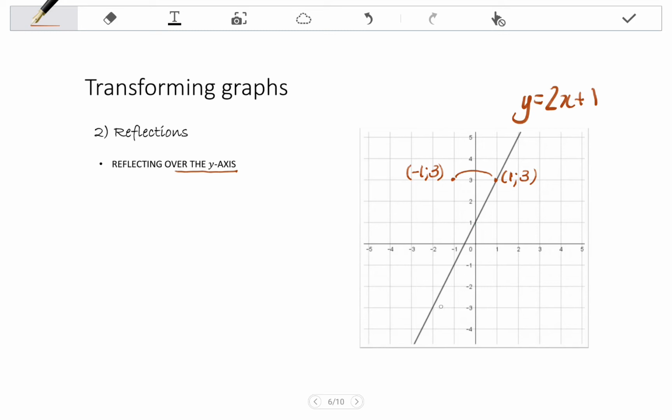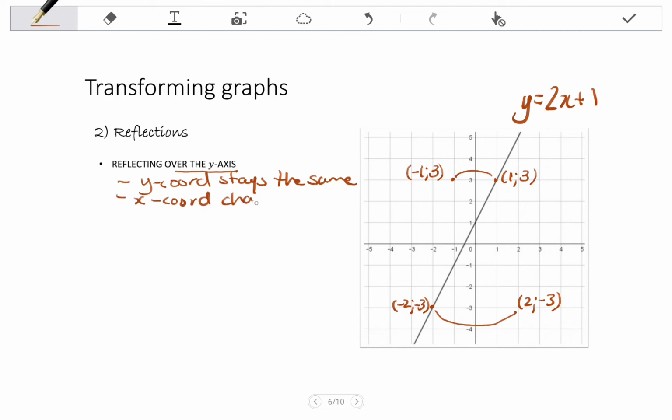The coordinates -2, -3 reflected over the y-axis is going to go to +2, -3, okay? So what is happening here is that my y-coordinate is now staying the same, but my x-coordinate is changing sign. So the y-coordinate stays the same, but my x-coordinate changes sign.